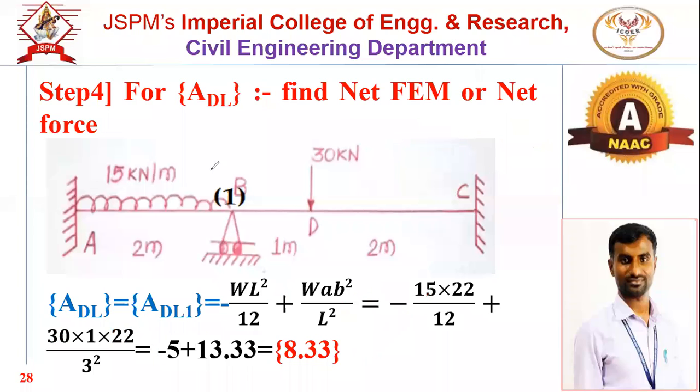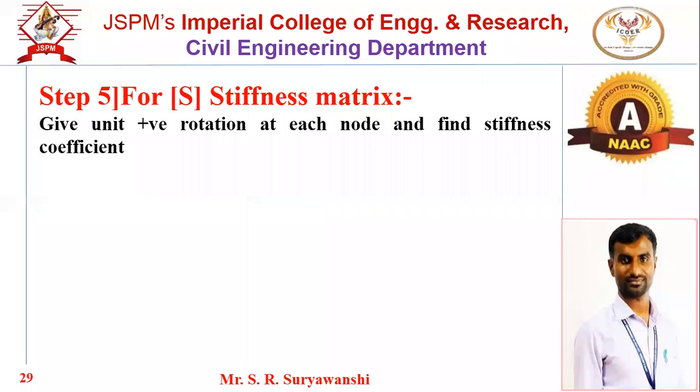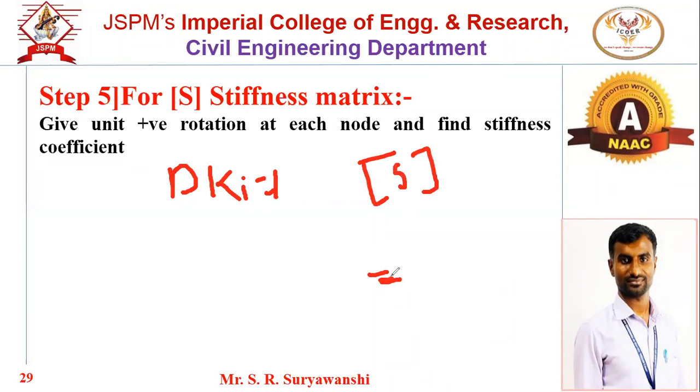Now for the next step, that is the stiffness matrix. So what is the stiffness matrix? We have to give the unit positive rotation at each node and find the stiffness coefficient. Now tell me, as our DKI is equal to 1, what is the size of our stiffness matrix? What is the order of the stiffness matrix?